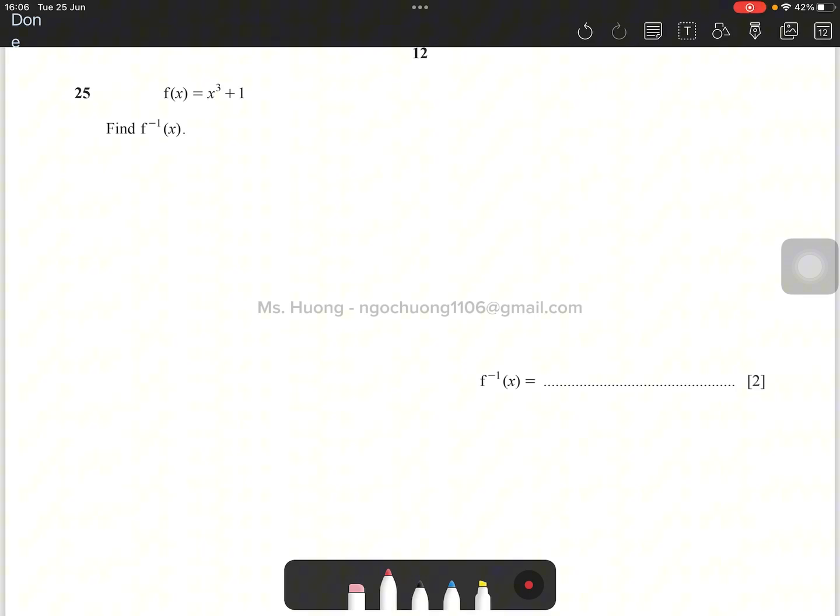Question 25. f of x is x cubed plus 1, so we need to find the inverse of f. To find the inverse of f, we will consider this as y equals x cubed plus 1. To find the inverse of a function, we change y into x, and we change x into y. So x equals y cubed plus 1.